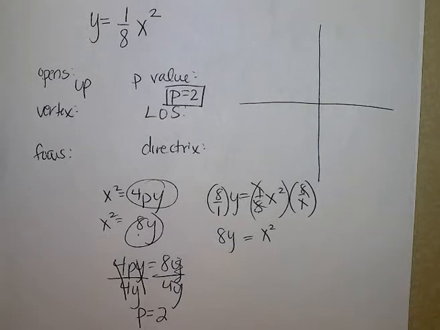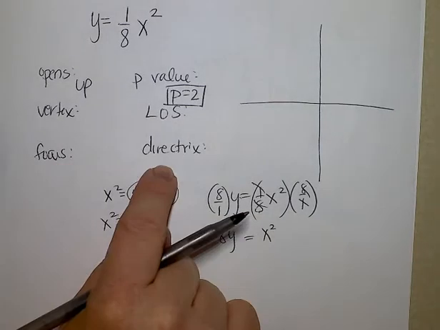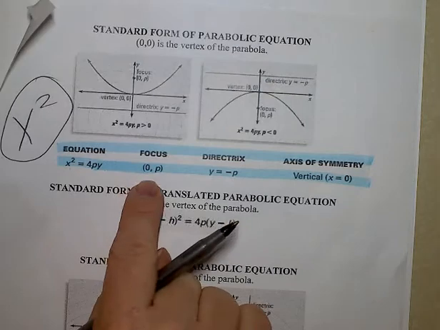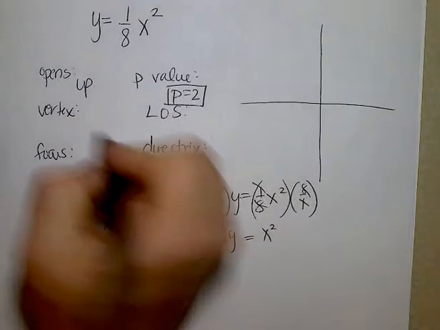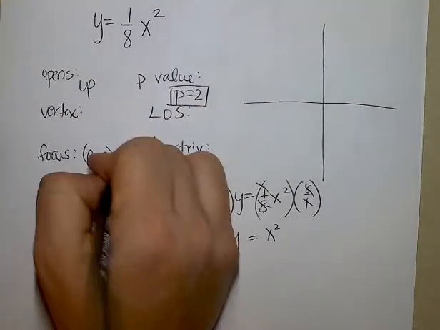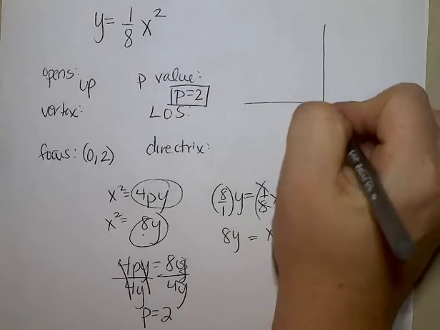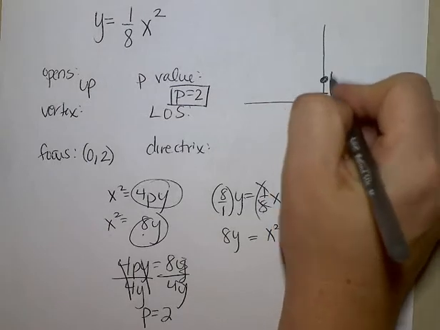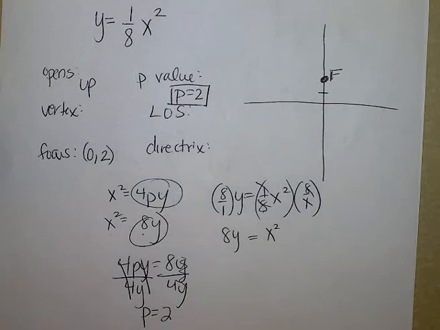All right, now go to focus and directrix, and I'm going to refer back to the paper. The equation for finding the ordered pair for the focus is (0, p). So the focus is now (0, 2). So find (0, 2). Mark that point and put a capital F. That's the focus. That's like the food that the Pac-Man eats.